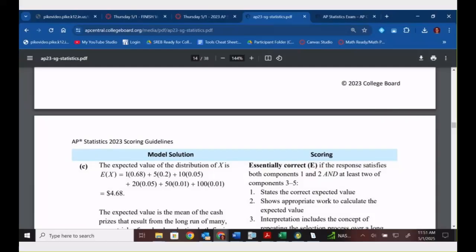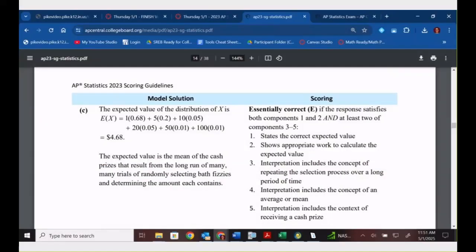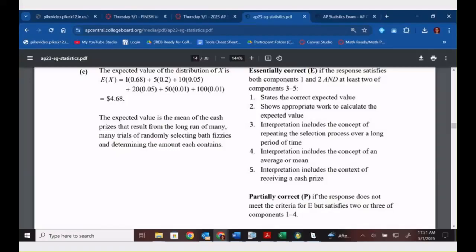There are 5 components on part C. You had to get both components 1 and 2, and 2 of the remaining 3 components to get an E. So you have to have the first 2 and 2 out of these 3. Partially correct would be if you get 2 or 3 of components 1 through 4. So 2 or 3 of these would be a partially correct, both 1 and 2, and then at least 2 of these would be an essentially correct.